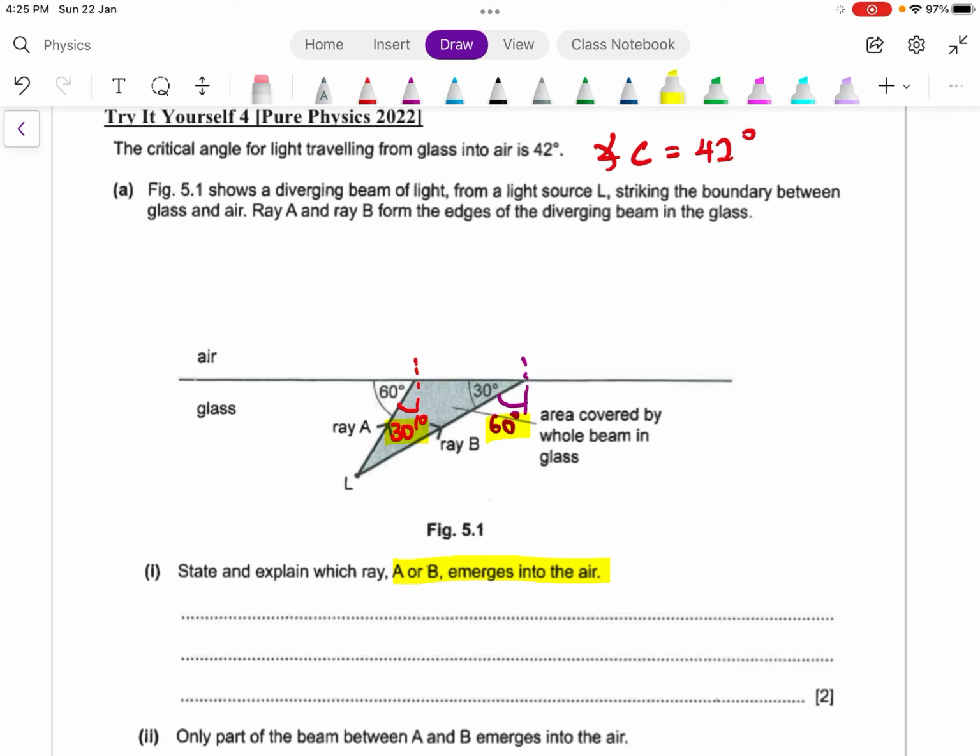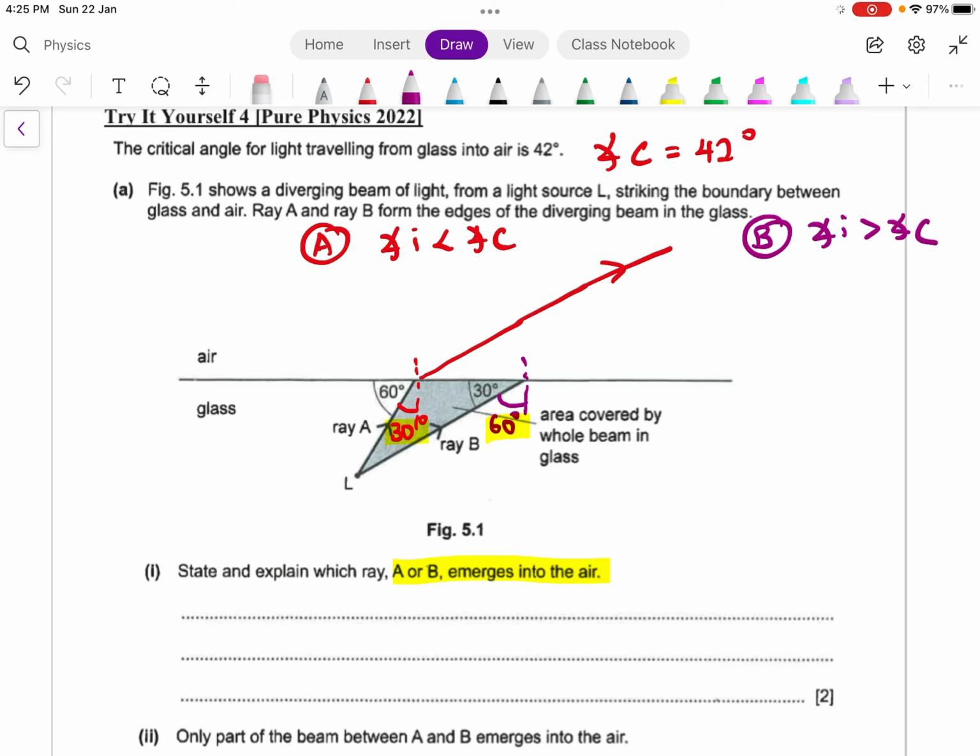Definitely it is ray A. So for ray A, the angle of incidence is less than the critical angle, so you will emerge out of the glass into the air. So you will emerge like this, bending away from the normal. Okay, what about ray B? Ray B will undergo something called TIR, because for B, your angle of incidence, which is 60 degrees, is already more than the critical angle. So TIR will occur, and the ray will reflect like this.